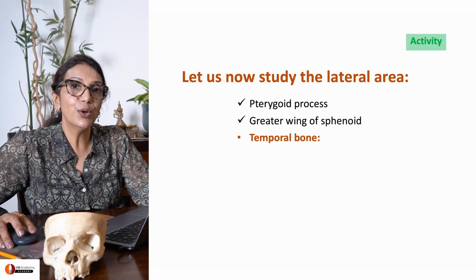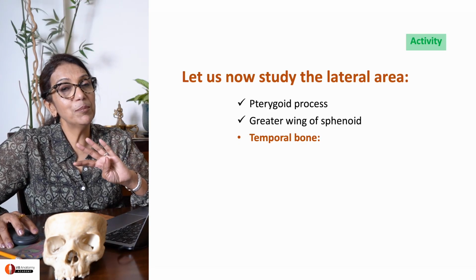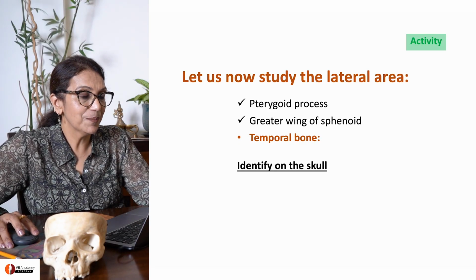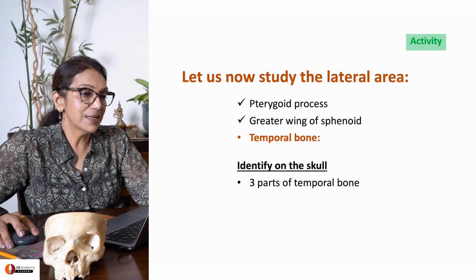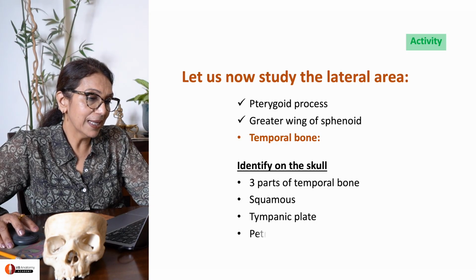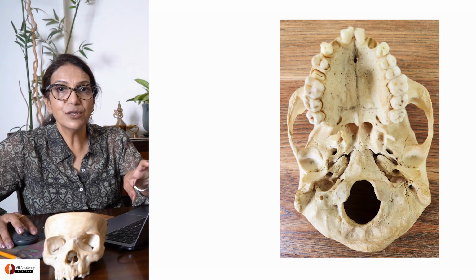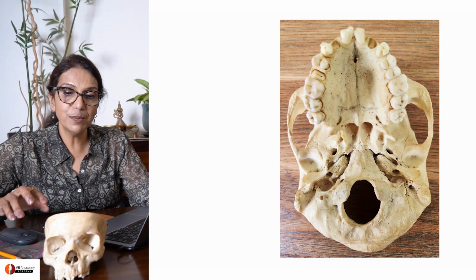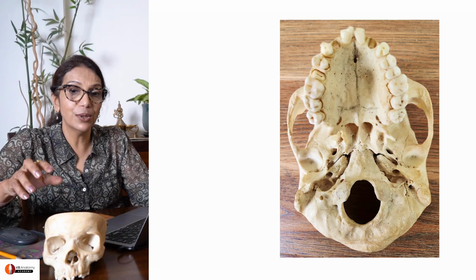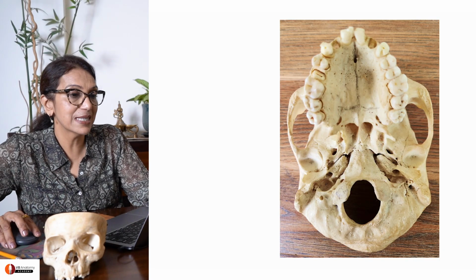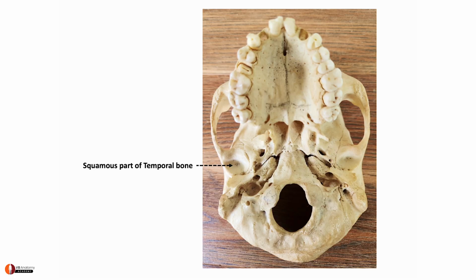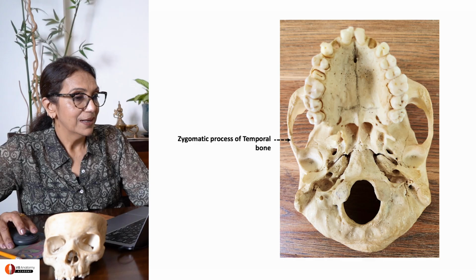Continuing, we will now move on to the temporal bone. Remember, the temporal bone had three parts to it. Identify the three parts: the squamous, the tympanic, and the petrous part. Come. So again, I've zoomed in, showing you this image because it becomes difficult to understand on this skull here. You can see the images here. This here is the squamous part of temporal bone. This is the tympanic plate, and this here, which is projecting inwards, is the petrous part of temporal bone.